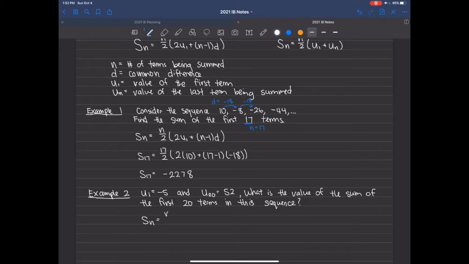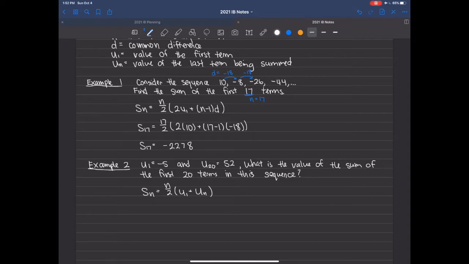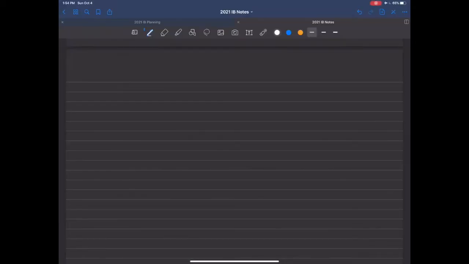S sub n is equal to n over 2 times u sub 1 plus u sub n, where again, u sub n is that last term. So plugging it in, we have S sub 20, the sum of the first 20 terms, is equal to 20 divided by 2 times negative 5 plus 52. And when we plug the whole right side into the calculator, we find that the sum of the first 20 terms is 470. Our last topic with regards to arithmetic series is sigma notation.